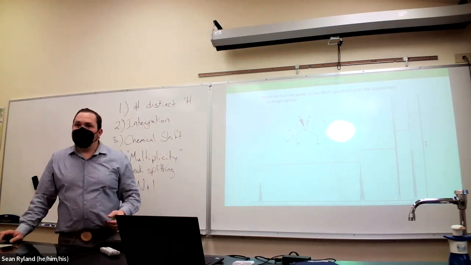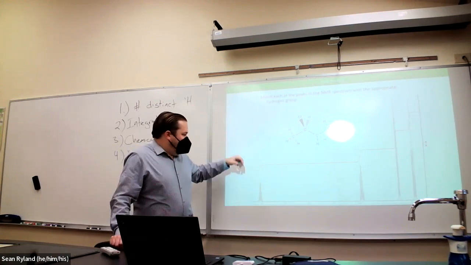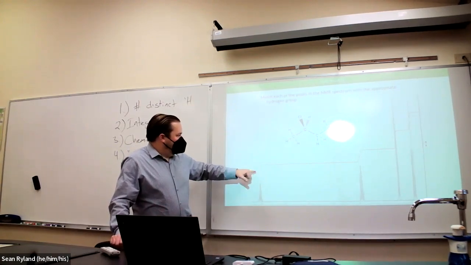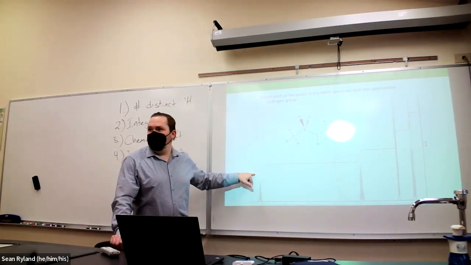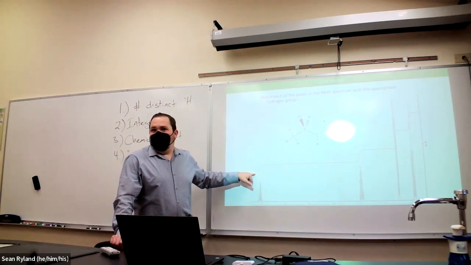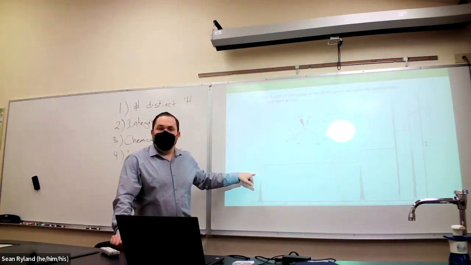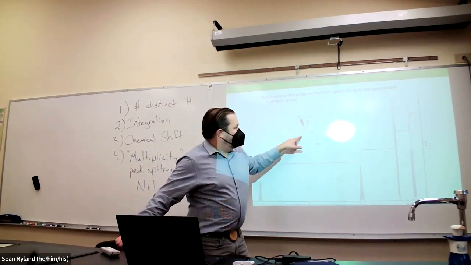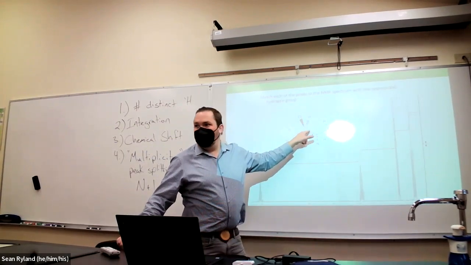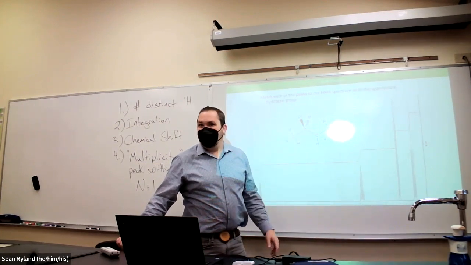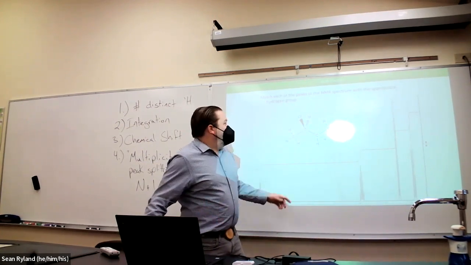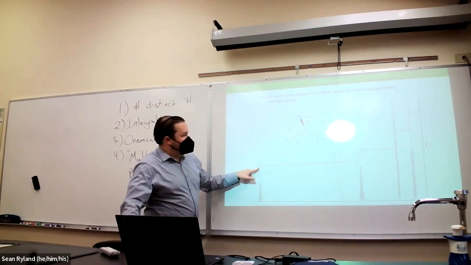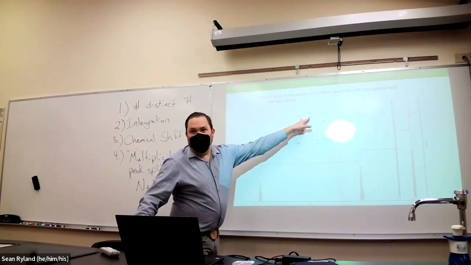Is what I meant. So for instance, I can look at this one right here and say, well, this one has the smallest integration, so therefore it's one hydrogen. There's four distinct hydrogens on this molecule, and only one of those is just one hydrogen by itself. So just based on the integration, I can say that this peak is that hydrogen.